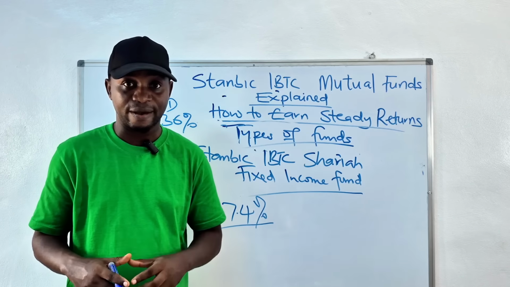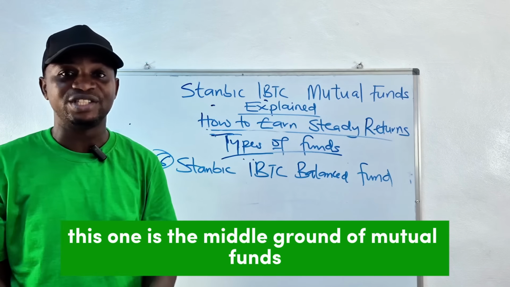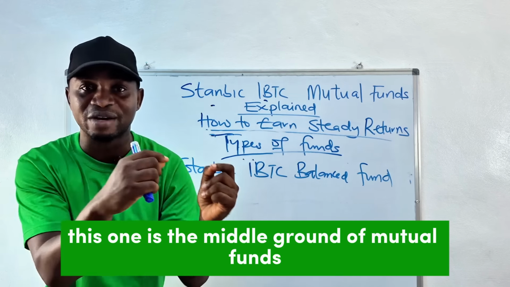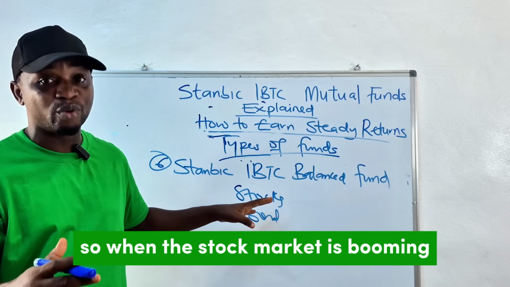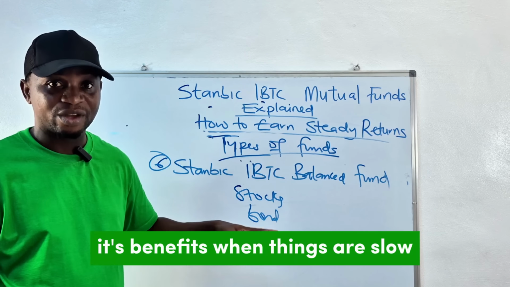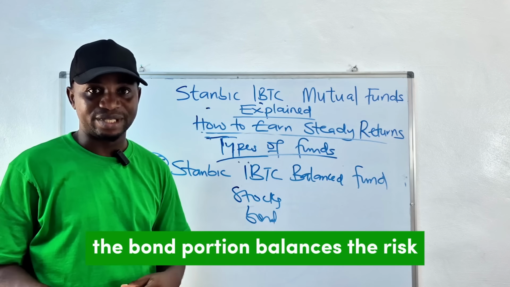The next one is the Stanbic IBTC Balanced Fund. This one is the middle ground of mutual funds. It mixes stocks, bonds, and even the money market fund, giving both safety and growth. So when the stock market is booming, it benefits. When things are slow, the bond portion balances the risk.